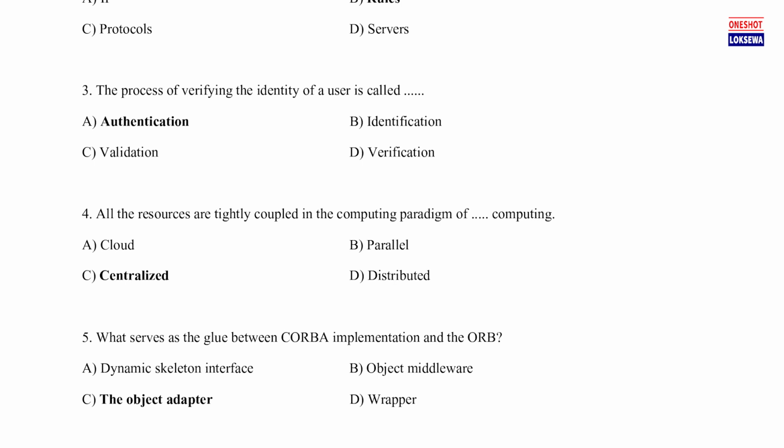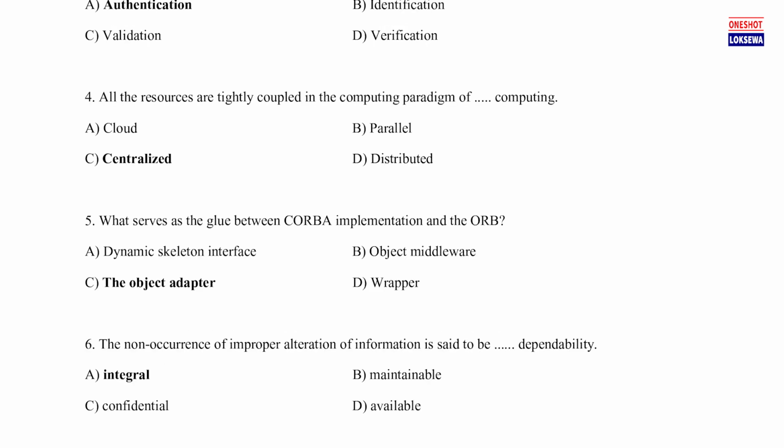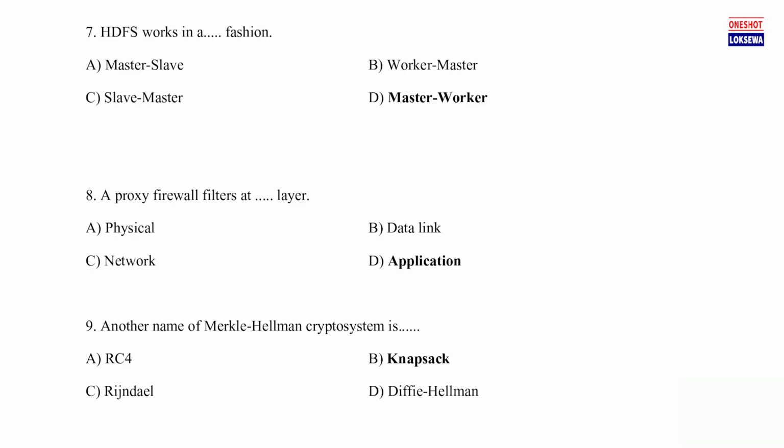A. Dynamic skeleton interface. B. Object middleware. C. The object adapter. D. Wrapper. 6. The non-occurrence of improper alteration of information is said to be dependability. A. Integral. B. Maintainable. C. Confidently. 7. HDFS works in A. fashion. A. Master-slave. B. Worker-master. C. Slave-master. D. Master-worker.